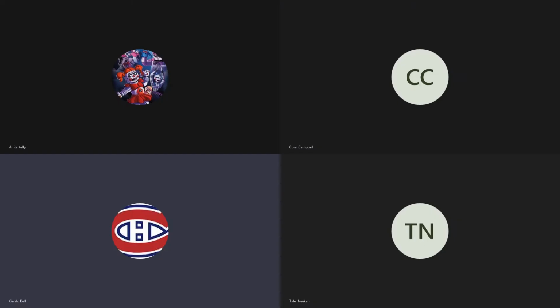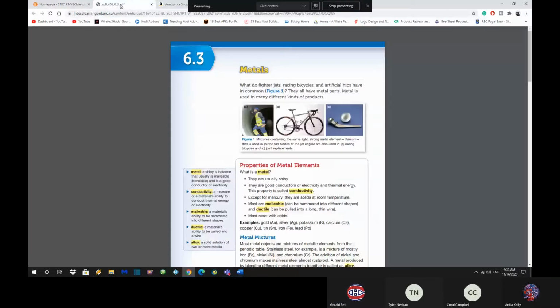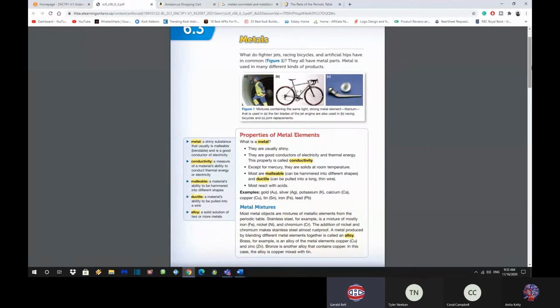So let's open up section 6.3 on metals, nonmetals, and metalloids. Actually, I guess this one's just about metals. So most of our periodic table is metals. The majority of the elements are metals on there.